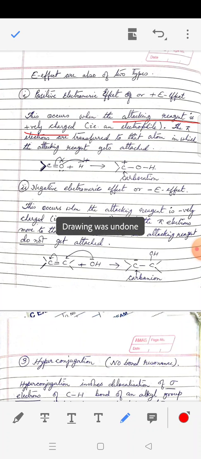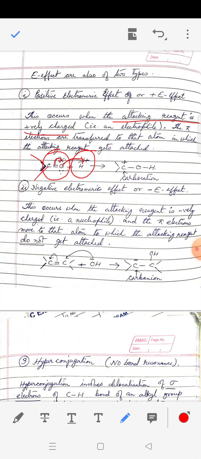So here, this is the C double bond O, and these are the two bonds to which some group may be attached. It may be aldehyde, ketone, carboxylic acid, whatever. Now you can see the lone pair on carbon behaves as the nucleophile and attacks the H plus, and the pi bond breaks towards oxygen. So here the incoming reagent is positively charged. The pi bond is breaking to the atom which is getting attached to the incoming species, and ultimately you are left with a positively charged carbocation. When such a situation occurs, this effect is called plus E effect or positive electromeric effect.